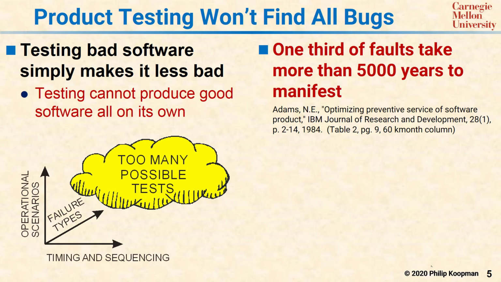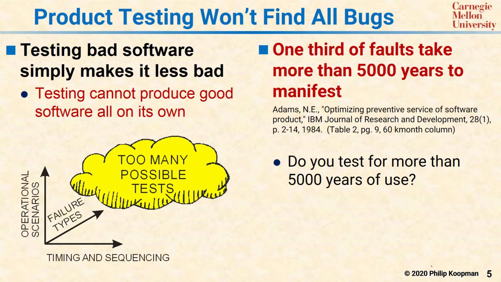And what they found was 1/3 of faults take more than 5,000 years to manifest, 5,000 machine years. And back in the 80s, there weren't that many machines, so that was a lot of time spent on running software and happening to find a bug. But even for your system, do you test for more than 5,000 years of use of the product? That might mean you have 1,000 products, you run them for 5 years. Or if you want 5,000 years and you only have a month of testing, that's a warehouse full of systems you're trying to run.